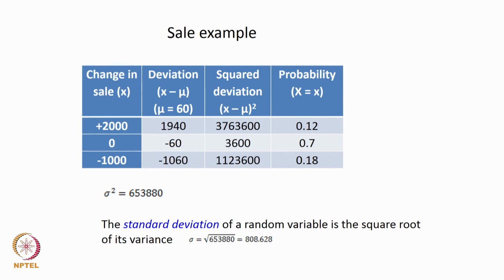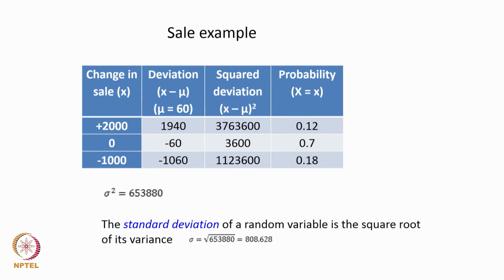Now, the expected value of this random variable is 2000 into 0.12 plus 0 into 0.7 minus 1000 into 0.18. 2000 into 0.12 is 240, 0 into 0.7 is 0, minus 1000 into 0.18 is minus 180, and therefore, the expected value is 240 minus 180, which is 60, which is shown here as mu equal to 60.